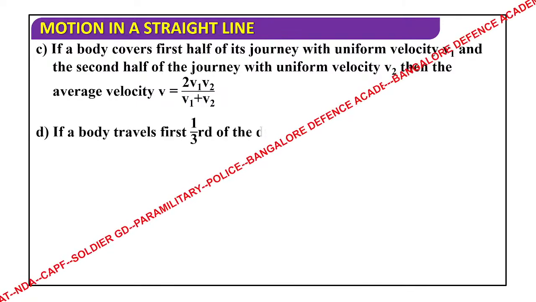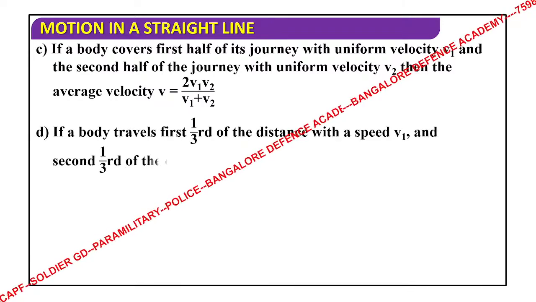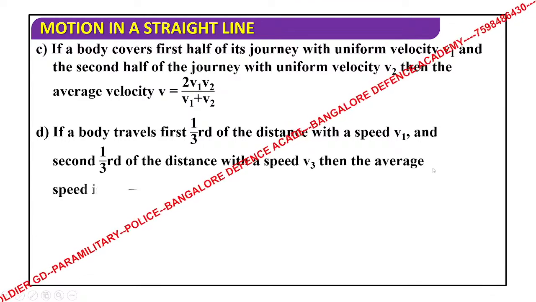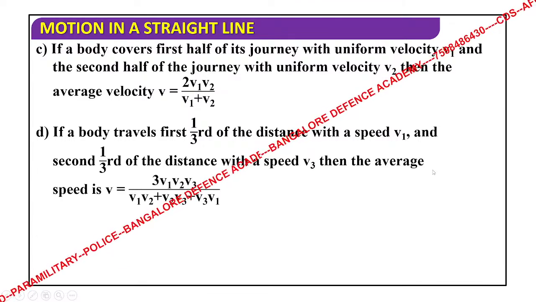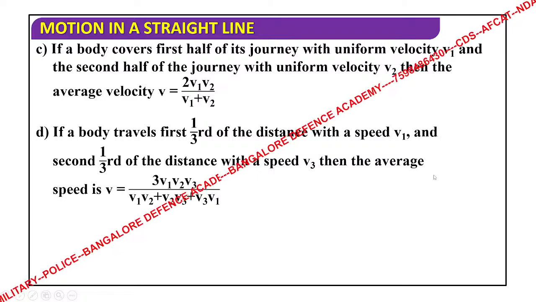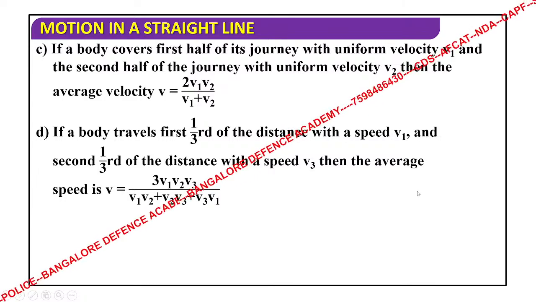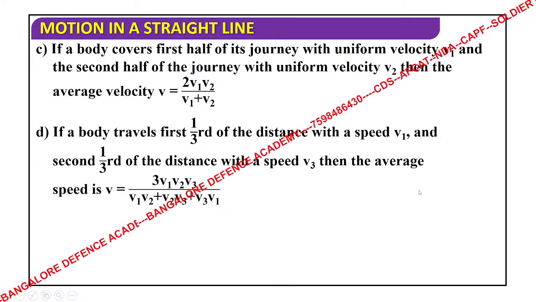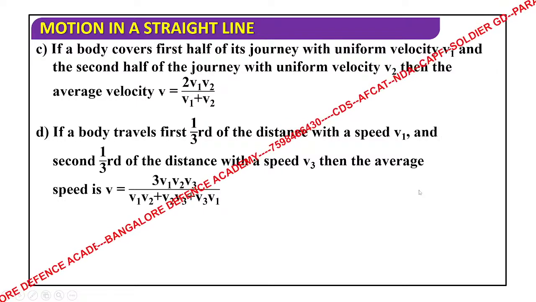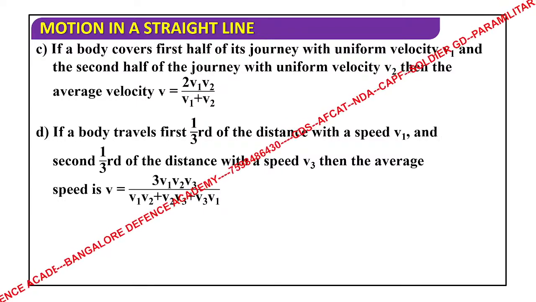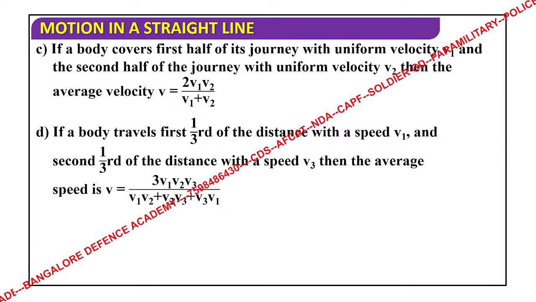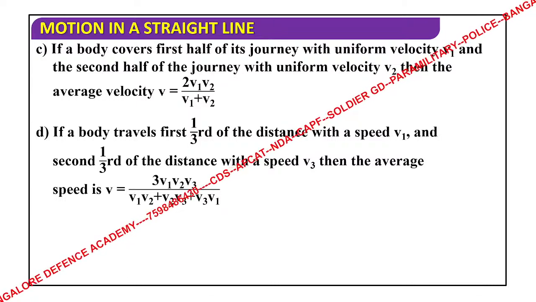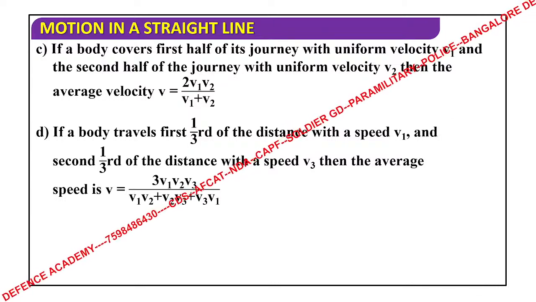Okay, next, if a body travels the first one third of a distance with a speed v1 and the second one third of a distance with speed v2 and the last third with speed v3, then the formula is given as follows. So take down these formulas in your notebook quick. V is equal to 3 V1 V2 V3 divided by V1 V2 plus V2 V3 plus V3 V1.